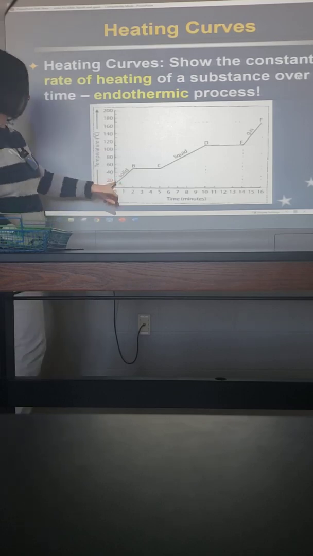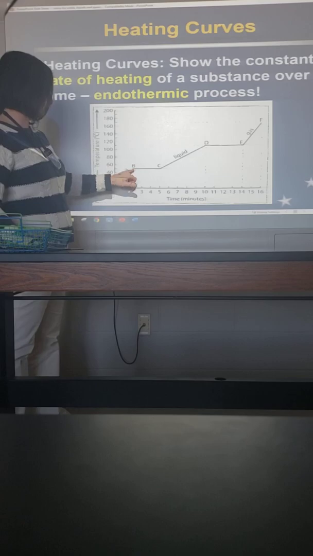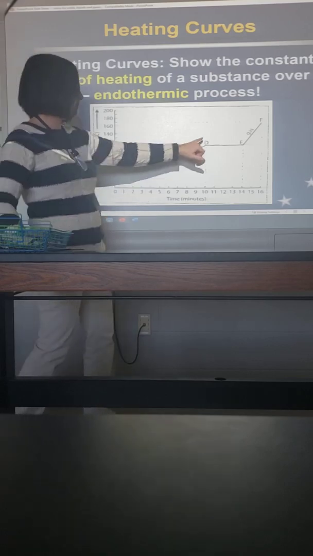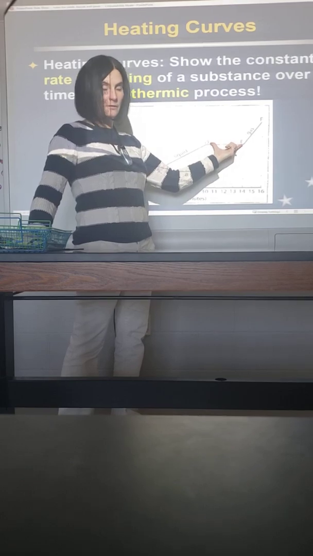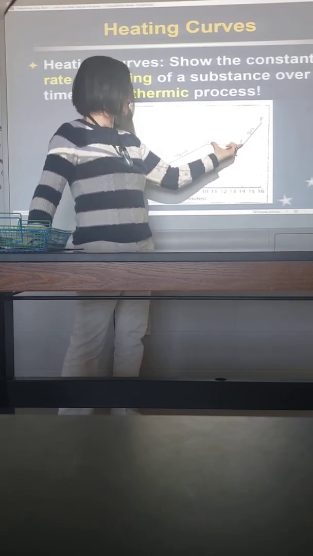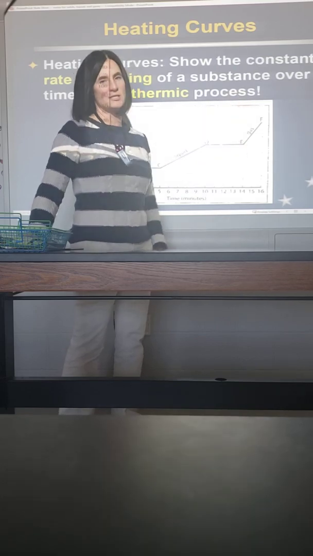Okay, so if you look here, from A to B you have a solid. From B to C, you have both a solid and a liquid. C to D, liquid. D to E, you have that plateau area, phase change, and potential energy changing. You have both liquid and gas. And then here, E to F is just gas.